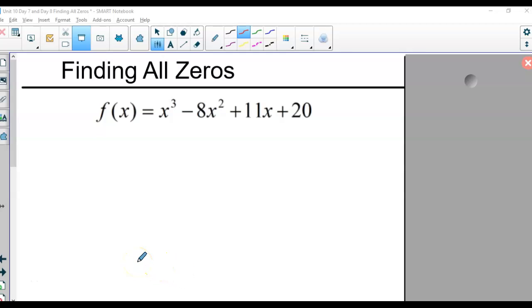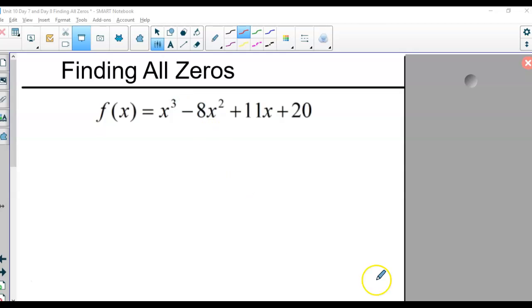Let's get started. We have the polynomial function f of x is equal to x cubed minus 8x squared plus 11x plus 20. We want to find all the zeros for this. How do we know how many zeros we're going to find? That's how many solutions we have. What we do is we look at the degree of the polynomial function, and the degree is the highest exponent. Well, our highest exponent is 3, which means we will have at most 3 zeros.